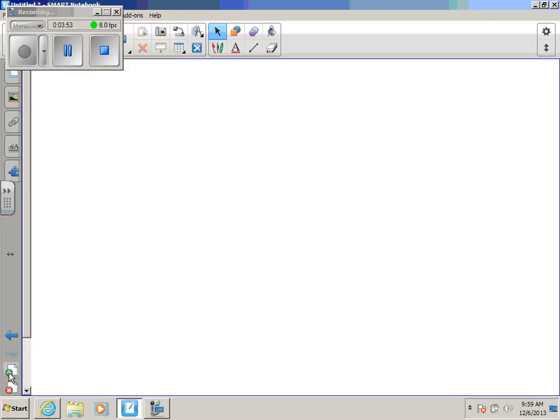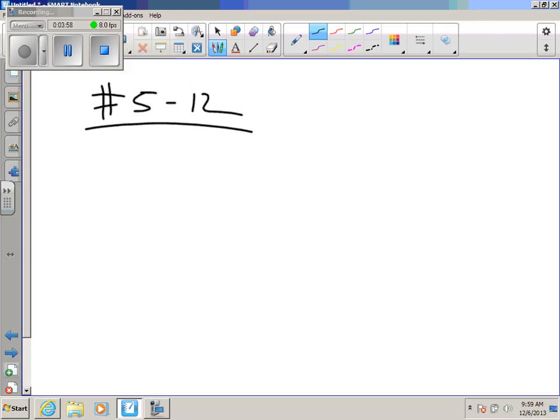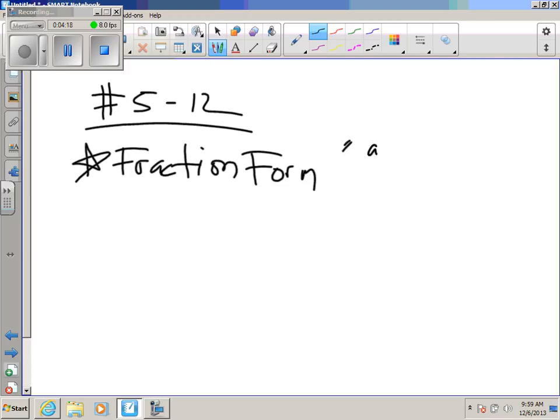Numbers 5 through 12. This is a big section. This is going to make or break your test, most likely, because it's such a big section. There are certain rules that you need to be aware of when everything has to be, first of all, in fraction form. And are improper fractions okay? We call it A over B form. A can be bigger than B, but we need a numerator and a denominator. Okay?